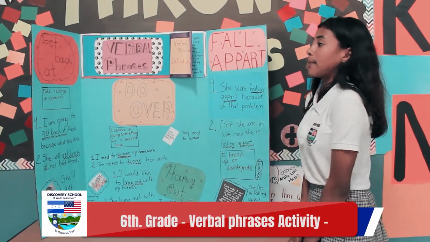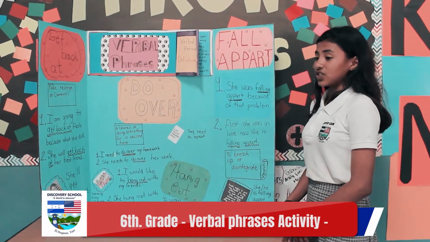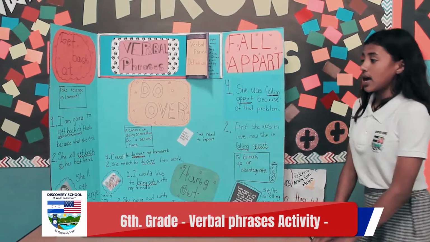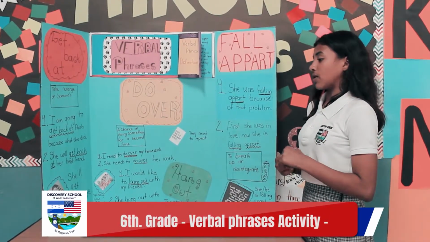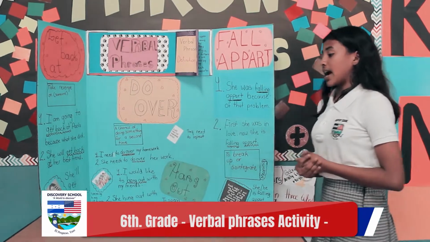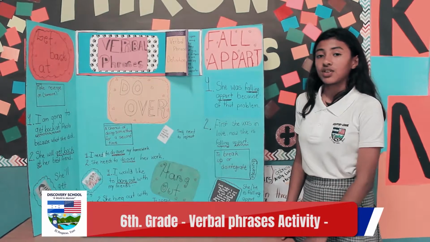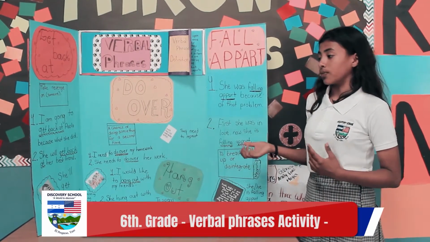An example of a verbal phrase is get back at, take revenge on someone. An example, I'm going to get back at Paola because of what she did. She will get back at her best friend. These two examples mean that she's going to take revenge on one person.